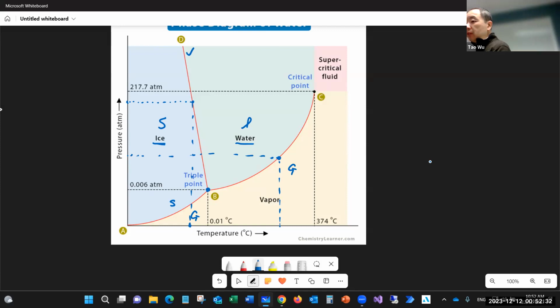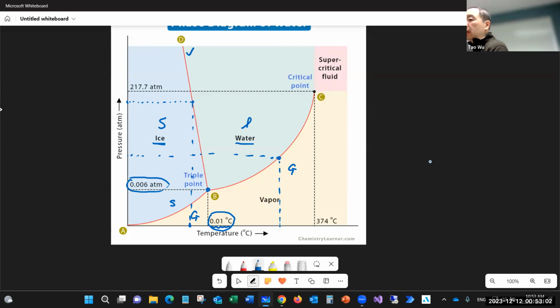The triple point means at this temperature, which is 0.01 Celsius, almost close to 0 Celsius, and at this very low pressure, you're going to see three phases: liquid, solid, and gas. If we have this temperature and this pressure, you will see three different phases altogether.